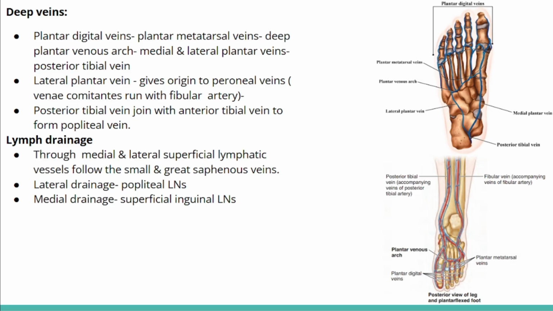So far we discussed the sole from skin to the deeper. We discussed the skin, then subcutaneous tissue, how its deep fascia is arranged into plantar aponeurosis, and then four layers of the muscles and tendons, how they are arranged, and then the blood supply, nerve supply, venous drainage and the lymph drainage. I think you can have some clear idea about the sole of the foot.